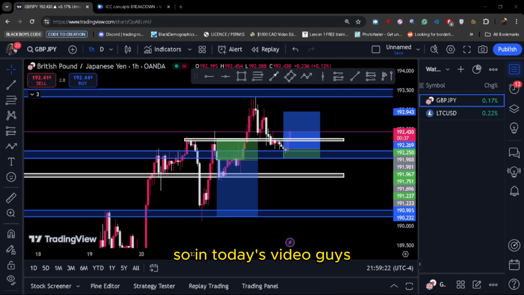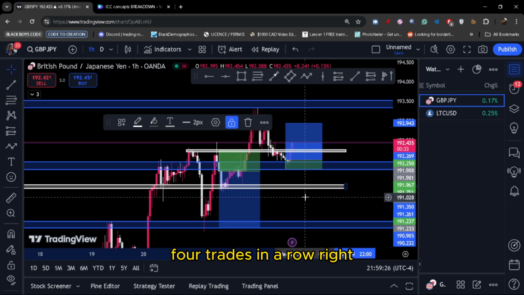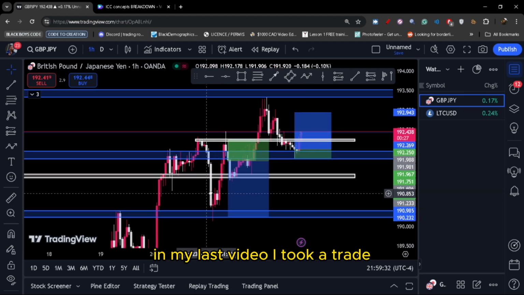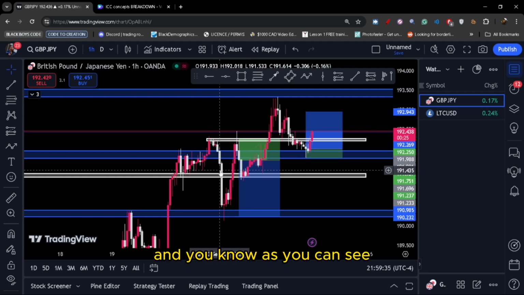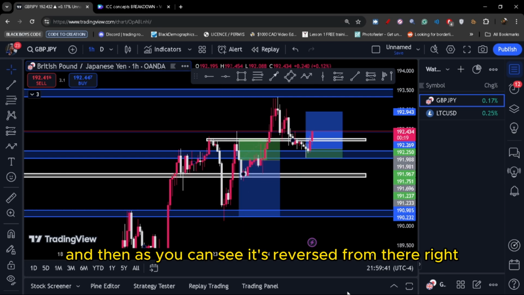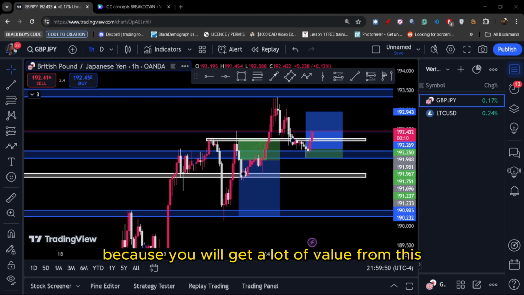So in today's video guys, I'm going to be breaking down how to never lose 4 trades in a row, right, using the ICC concept. Now guys, in my last video I took a sell trade here, and as you can see, this trade managed to hit my first take profits, and then it reversed from there, right? Do not click out of this video because you will get a lot of value from this.